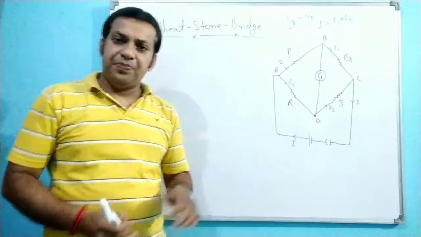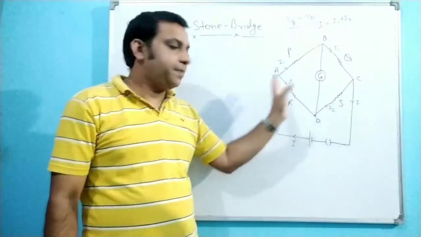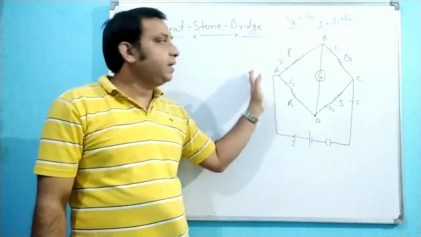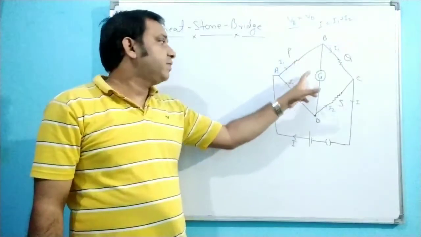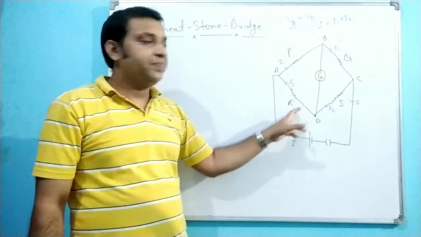Right? So this is the four arrangement of the resistors, and current I is starting from the cell. This I is dividing in the two branches. In the P resistor, the I1 is flowing. In the R resistor, I2 is flowing.